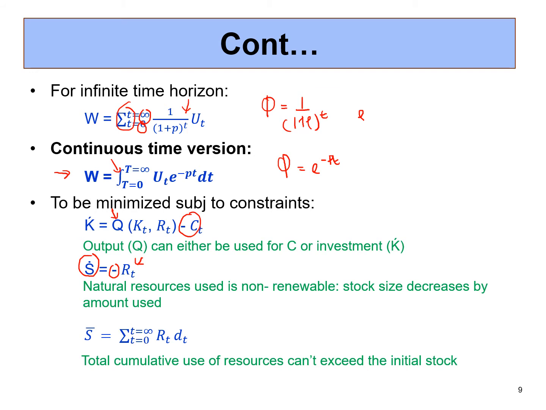And the last one, we have S bar. S bar here is the natural or the initial stock. So the summation of all the resources used shouldn't exceed the initial stock. So when we talk about many generations, or perhaps two generations, we have to manage it well. We have to manage our resources in such a way that our use of resources shouldn't exceed the initial stock or initial resources. Okay?